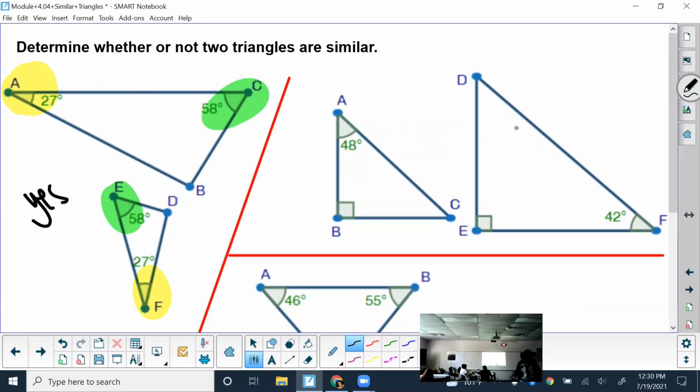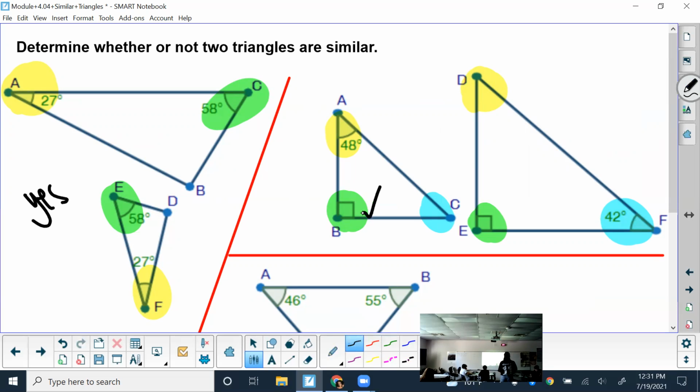Yes. All right, now let's look at these two. Any questions so far? Now let's first identify our corresponding angles, even if they're not all labeled. What angle would correspond with angle A? Which one did you say? B, good. It's not labeled, but we can figure that out in the next step. What angle corresponds with B? E. And what angle corresponds with C? F. Now we need to make sure that at least 2 of them are congruent.